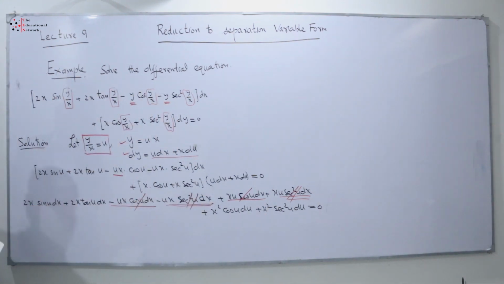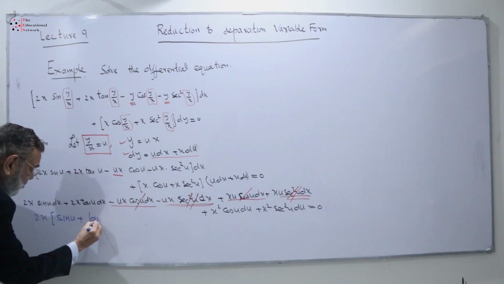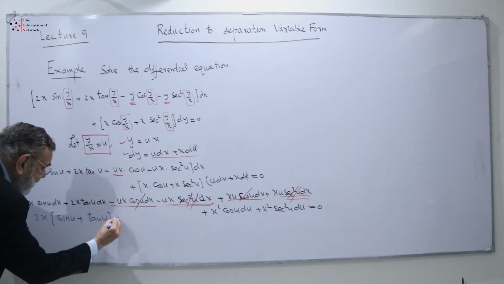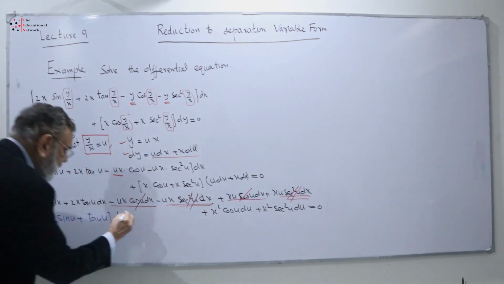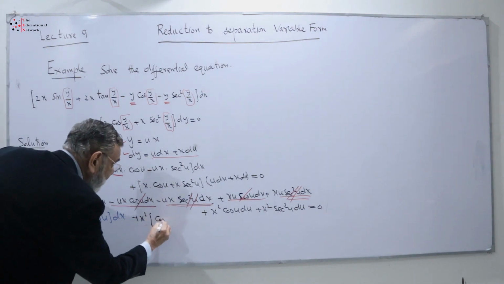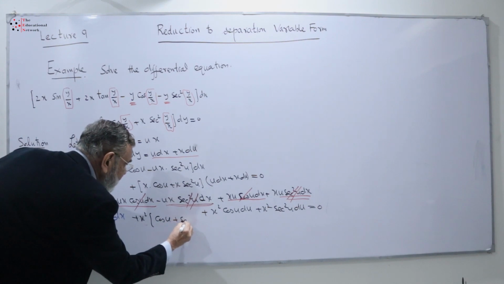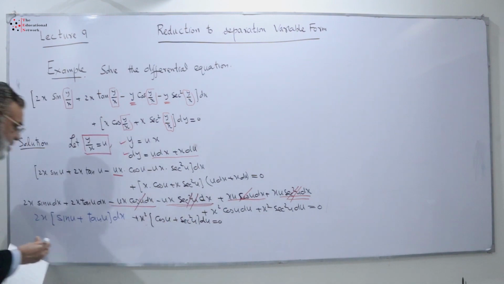So I can take dx common. I can take also x common, 2x common also. I take here 2x out, and I write here sine u plus tangent u into dx, and then the next term we are going to get: we take x square common, get here plus x square into cosine u plus secant square u into du, and that's equal to 0. So this equation we get.